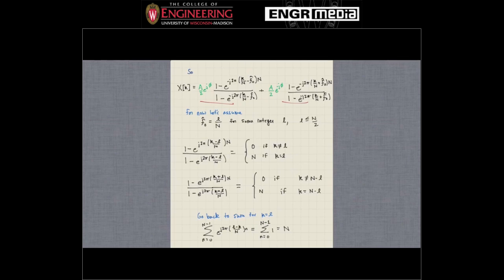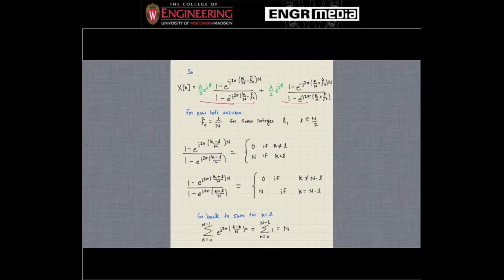So for now, let's just assume that f naught hat is equal to L divided by capital N. What I mean by that is L is some integer, so L could be 0, 1, 2, 3, and so on, but it's also less than capital N over 2. And then let's take a closer inspection of this first term written here, this first black term.